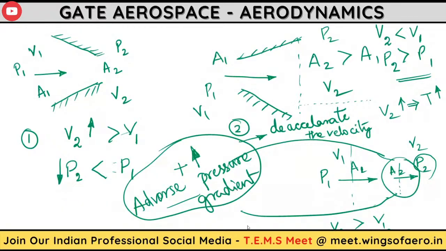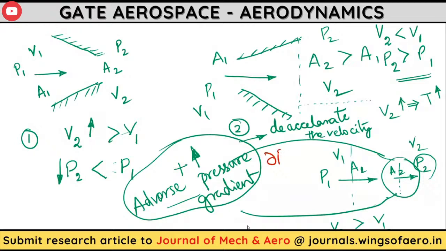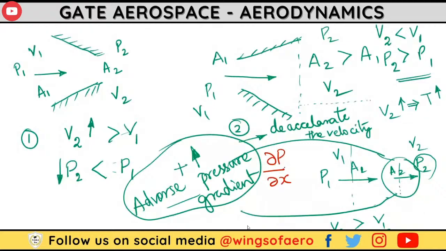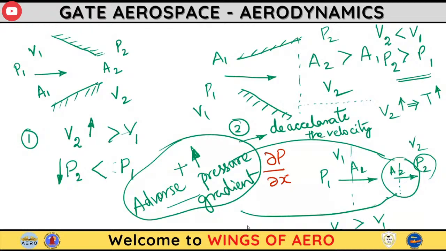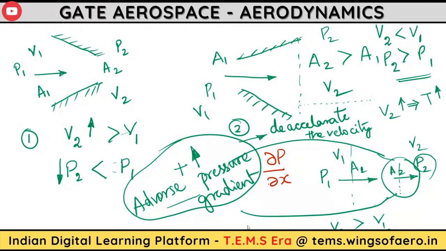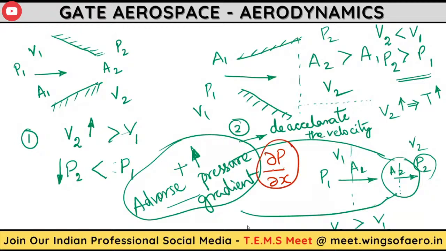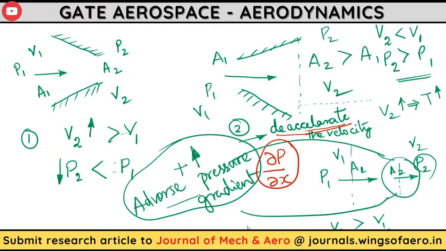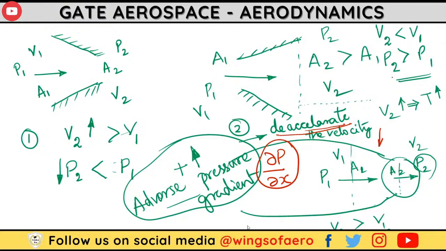Adverse pressure gradient means that there is a rapid increase of pressure with respect to some kind of distance. That means it's some change in distance. There is a rapid increase in pressure, change in pressure with respect to change in distance. Now, when it happens, the concept of decelerated flow comes about. The flow is getting decelerated. That means velocity is getting down and the pressure is increasing.